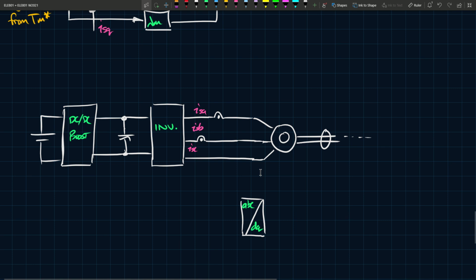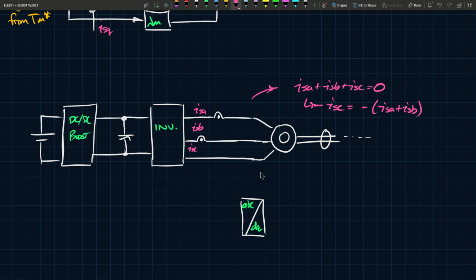So what you can do is use this setup. Only two current sensors. You can have three measurements or three currents, as long as they are three-phase. If they're not three-phase, you don't know what the third one is. There's no way to know. But in a case like this, we know that ISA plus ISB plus ISC is equal to 0. This is what we said, the space phasor, right? So this means that ISC is equal to minus (ISA plus ISB), right?